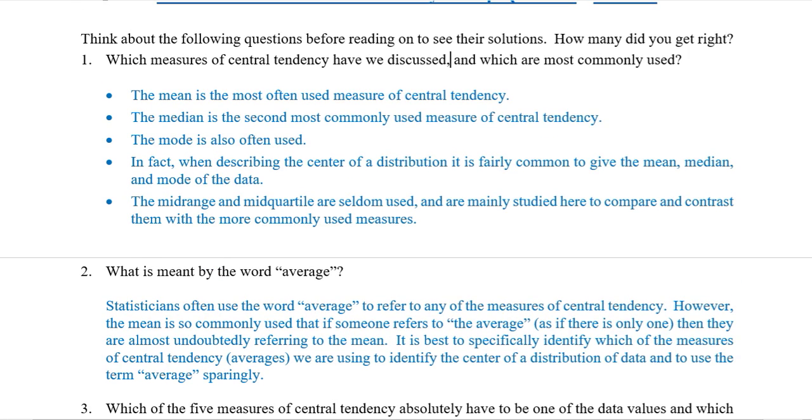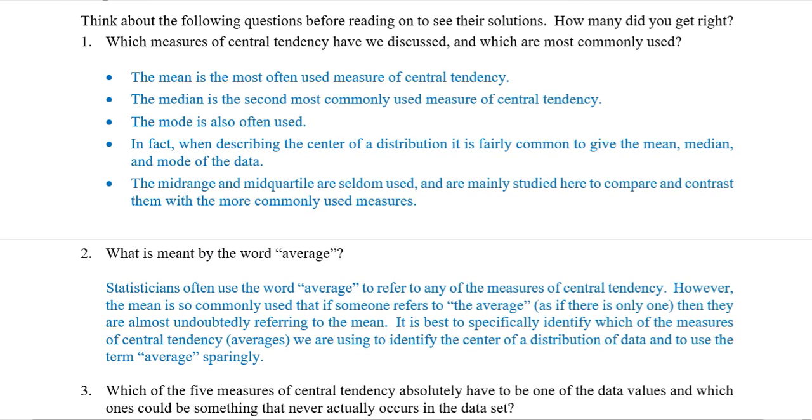All right, let's see if you think about how these things are computed and see if you can answer this next question, number 3. Which of the 5 measures of central tendency absolutely have to be one of the data values, and which ones could be something that never actually occurs in the data set? Think about that and come back when you're ready with your answer. Press pause.